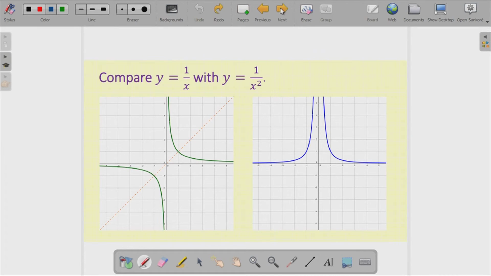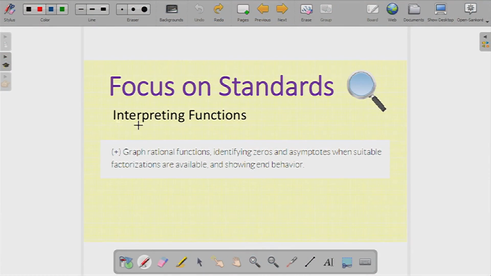All right, as we maintain our focus on standards, let's go ahead and look at this standard from the domain around interpreting functions. This is one of the plus standards, and it involves graphing rational functions. There's a mention of zeros, there's a mention of asymptotes, there's a mention of factorization, and there's a mention of end behavior.